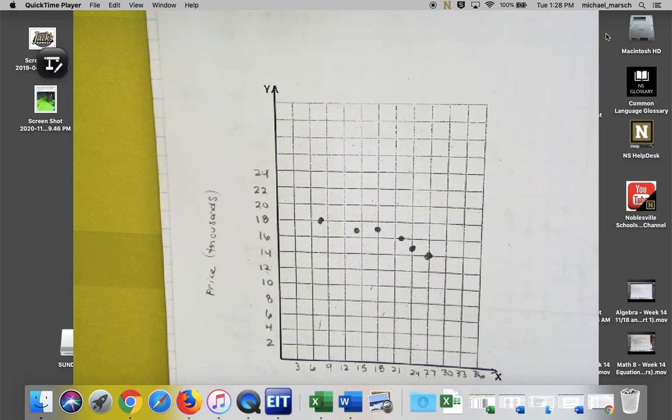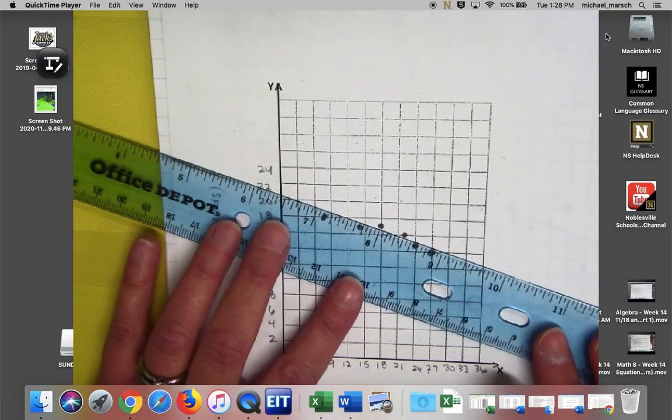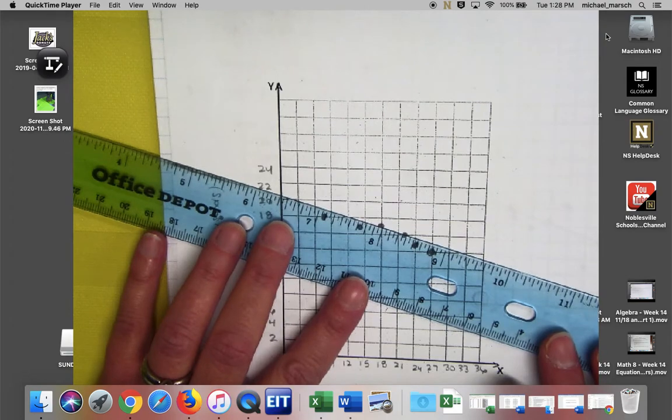Okay, so remember our next step then was to create our trend line. So I'm going to draw mine as close to as many points as possible.